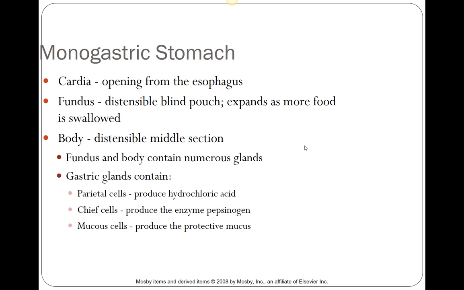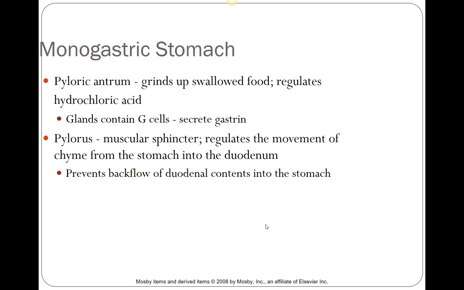And then you have mucus cells, these protective goblet cells that line the stomach that actually produce mucus that has extra bicarbonate in it to actually help buffer against this hydrochloric acid. Without this mucus right here, the stomach would start to digest itself.